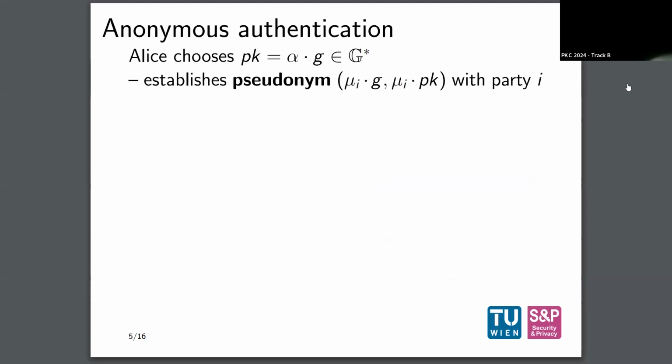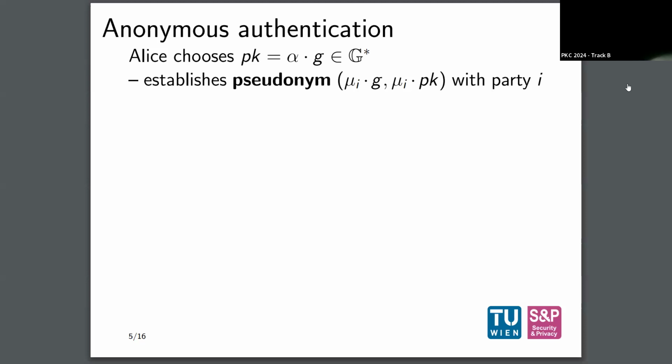Okay, so maybe some motivation on what this could be useful for. One scenario is we could construct an anonymous authentication scheme for it. For that, Alice chooses a public key that is just alpha times G. With every party I that Alice communicates with, she establishes a pseudonym. And the pseudonym is just this tuple: mu I times G and mu I times PK.